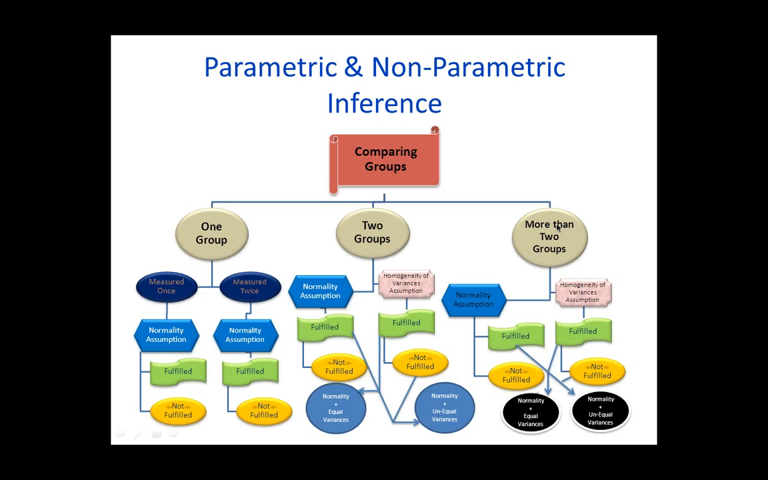Similar is the case with more than two groups. If you have more than two groups, check the normality assumption. If normality is there, check for the equality of variances. If variances are equal and normality holds, then you can apply one-way ANOVA. If normality is there but equality of variance is not, then you can apply Welch ANOVA or Welch F-test. And if normality is not there, then you can apply the Kruskal-Wallis H-test.